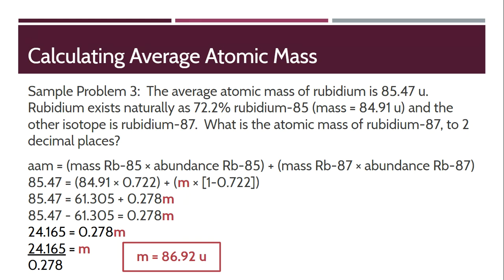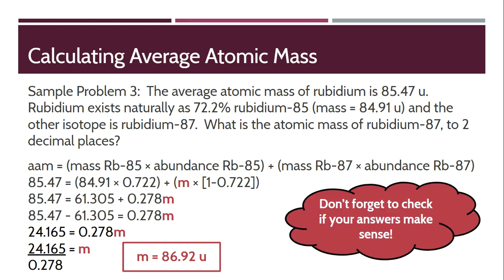And when you're doing calculations like this, it's also important to check that your answer makes sense, right? This is rubidium-87. Its mass should be close to 87. All of the masses should be close together, right? So if you end up getting an answer like 8,692, that doesn't make sense. You've probably forgotten to change your percentages to decimals, and you just need to divide by 100 to get to the correct answer. So make sure you check if the answer actually makes sense.